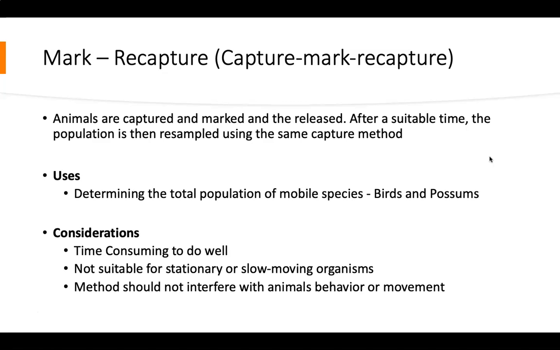So it's useful in determining the total population for mobile species, so birds, possums, kangaroos, these sorts of things. You might have even seen videos of sharks being tagged or whales being tagged with similar sort of sampling methods. Now, it's very time consuming to do well. It takes a lot of effort to catch the organisms, and it's not really suitable for the slow moving organisms because we can use much less invasive systems and sampling systems to sample slow moving organisms.